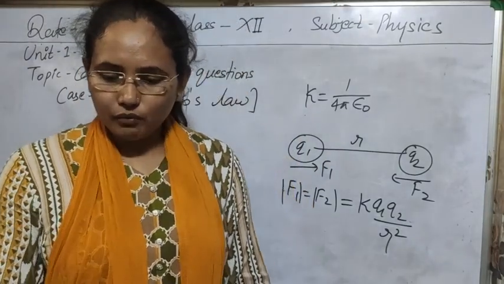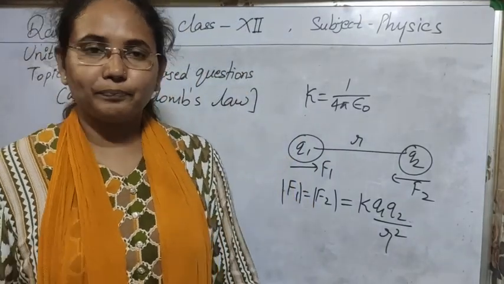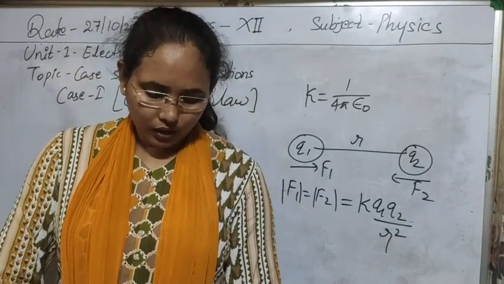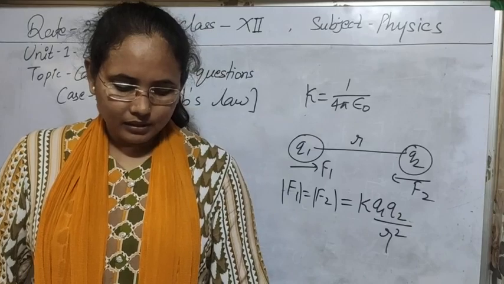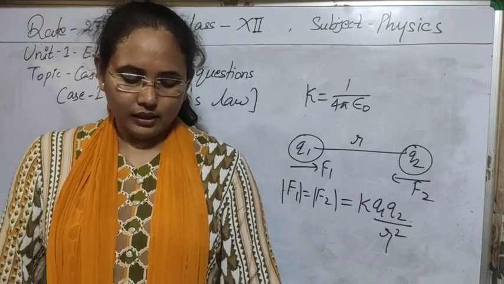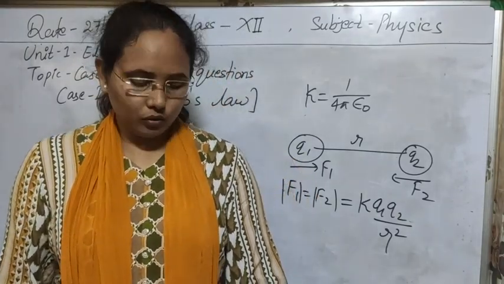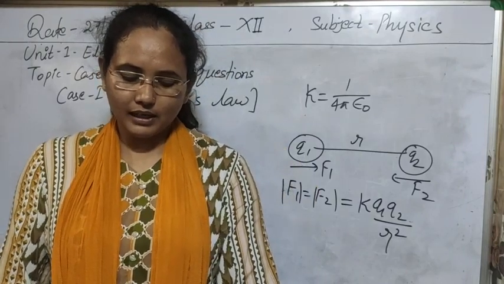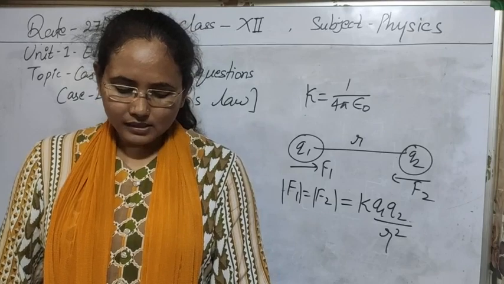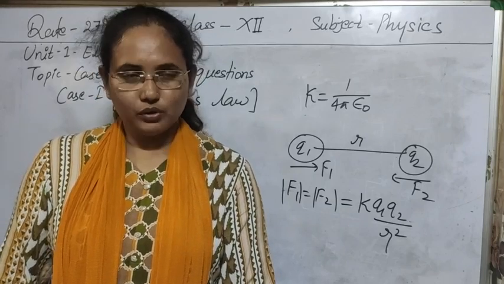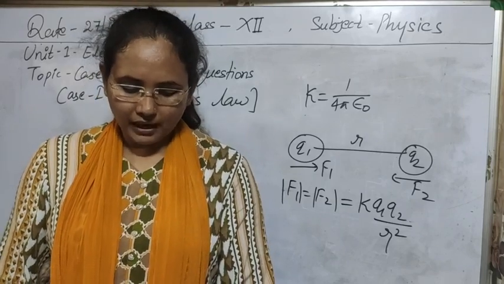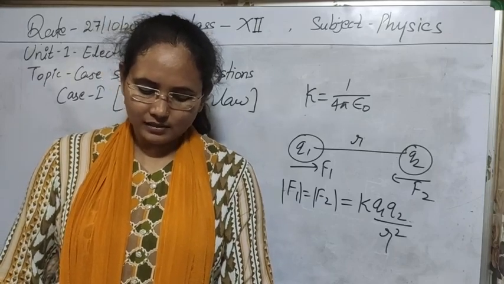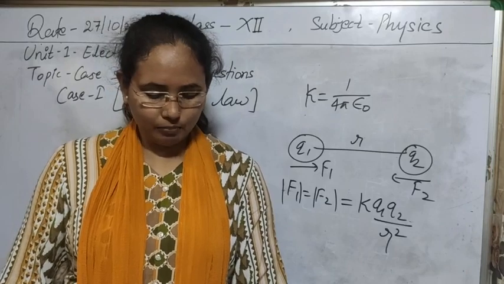The first sample question is: identify the wrong statement in the following. Some statements are given for Coulomb's law. First, it is given that Coulomb's law correctly describes the electric force that binds the electrons of an atom to its nucleus. Second, binds the protons and neutrons in the nucleus of an atom. Third, binds atoms together to form molecules.